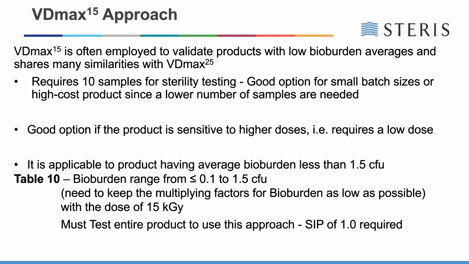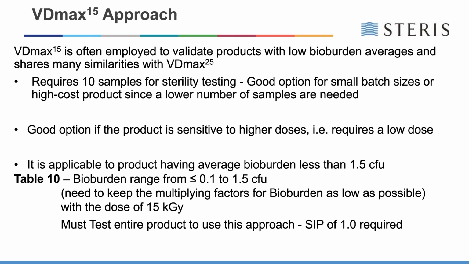The next approach to consider is the VD max 15. This is often employed to validate products with low bioburden averages, and it shares many similarities with our VD max 25. It requires 10 samples for sterility testing during the dose establishment and ongoing maintenance. It's a good option for small batch sizes again, or high cost products, since there's a lower number of samples. Here our average bioburden needs to be less than 1.5 CFUs. So you can see on table 10, our bioburden range from 0.1 up to 1.5 CFUs.